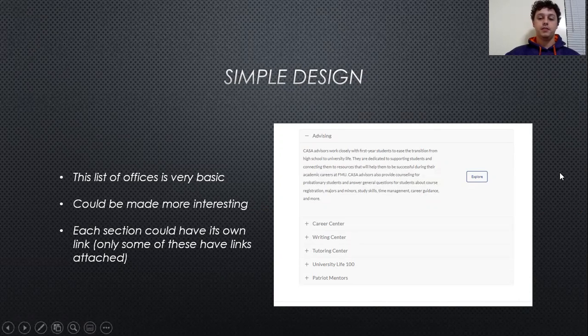This is the list of offices that I was speaking about. You can click on each branch there, the Career Center, the Writing Center, the Tutoring Center, each of those things. It'll give you a brief description. Only some of them actually have that Explore button to take you to a separate page. So if you want to learn more about certain offices, you have to do your own research instead of just clicking right there. It could be made more interesting, like I was saying. It could be more colorful, or it could be easier to find what you're looking for.